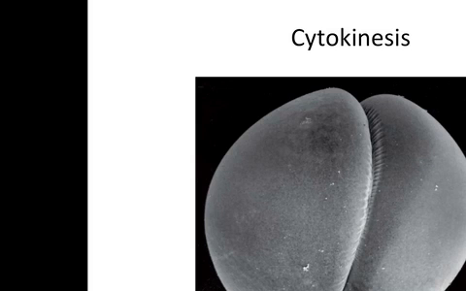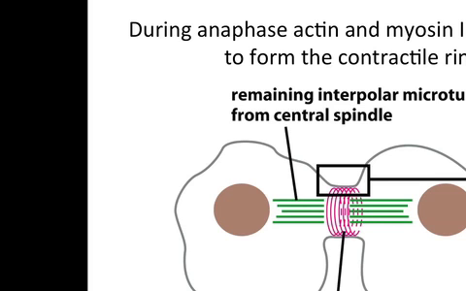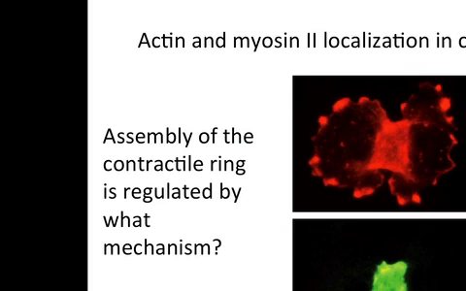Cytokinesis. Okay, so we just did metaphase, then we did anaphase, right? So during anaphase, actin and myosin 2 reorganized to form this contractile ring. Do you guys remember this? They're going to localize at basically what's going to become the cleavage furrow in cytokinesis. So actin is red, myosin is green. You can kind of see there's still a little actin at the cortex, but most of it is localized to the contractile ring with myosin.